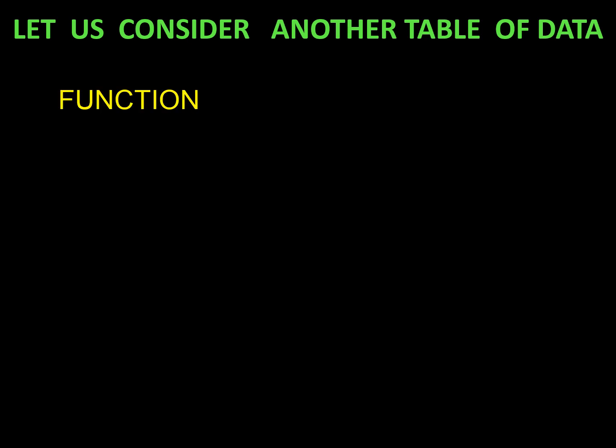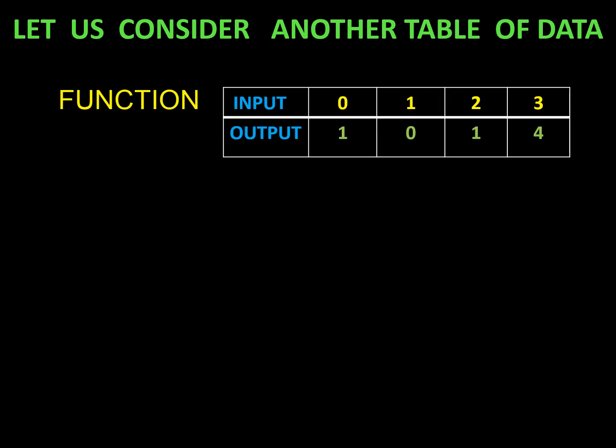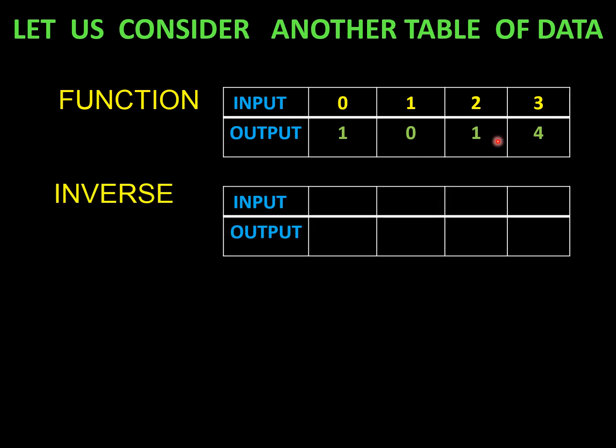Let's look at another table. This is a function, all of them are 1:1, 1:1, 1:1, 1:1. Let's just determine the inverse of this relation. So the inputs are going to become my outputs, and then my outputs are going to become my inputs.